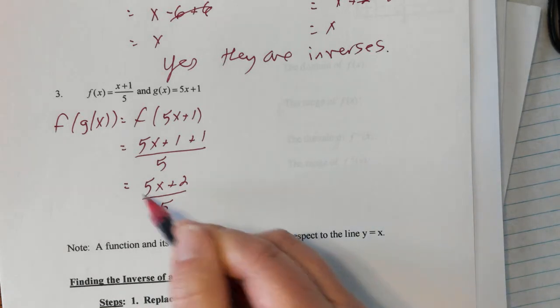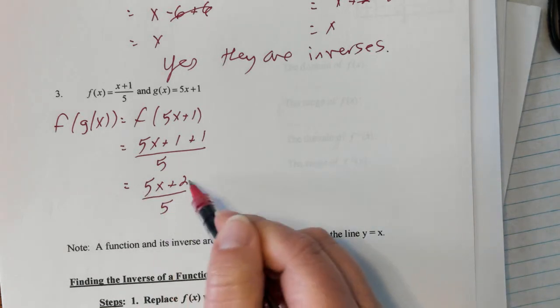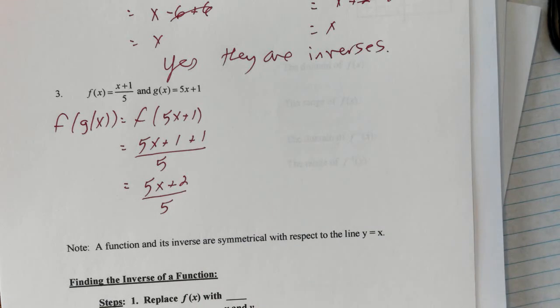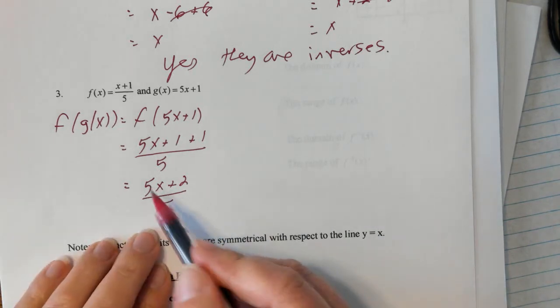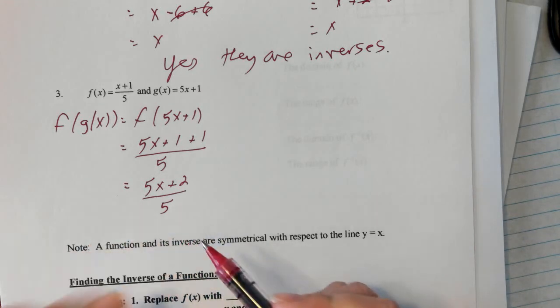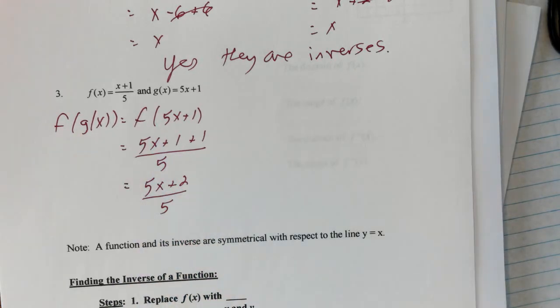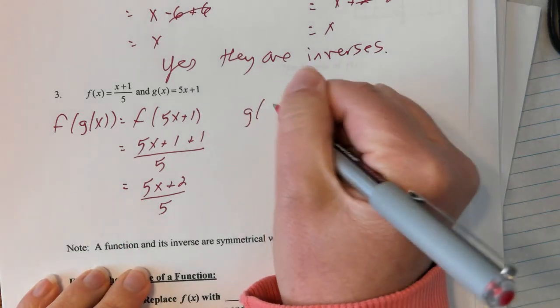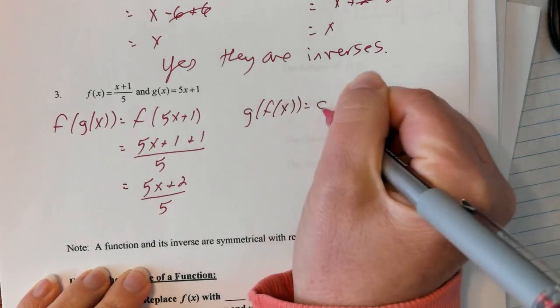We kind of want to cancel those 5s, but we can't. If I cancel those 5s, I'd also have to divide 2 by 5. This is not going to simplify down to be x. That means f and g are not inverses of each other. But let's just do the other way just to verify. Let's find g of f of x.